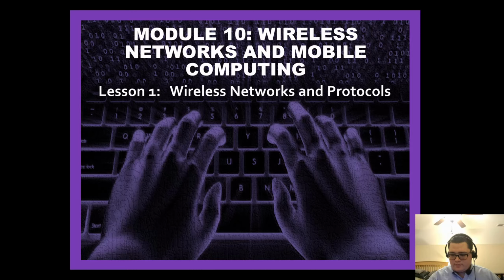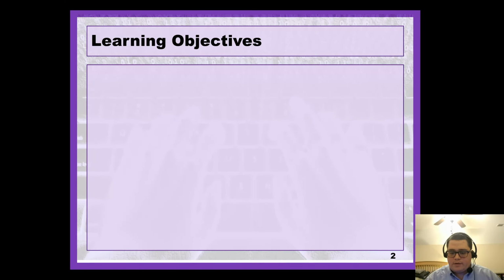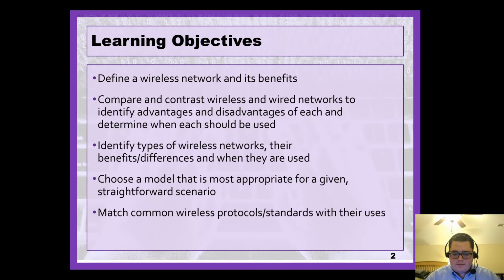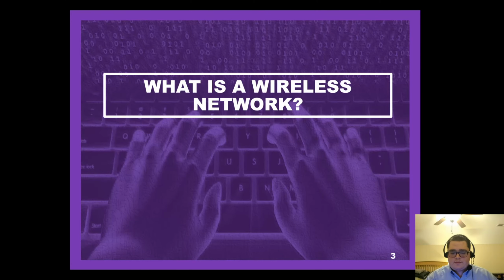So this is lesson 1 of our module, Wireless Networks and Mobile Computing. And the learning objectives for this module, as I've already discussed, are to define a wireless network, compare and contrast wireless and wired networks, and identify when each should be used, identify types of wireless networks and their benefits and when they should be used, choose a model that is most appropriate for a given scenario, and match common wireless protocols and standards with their uses.